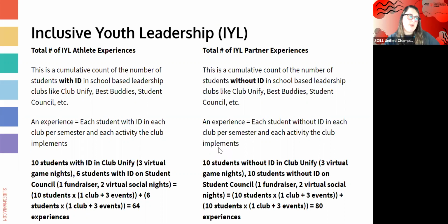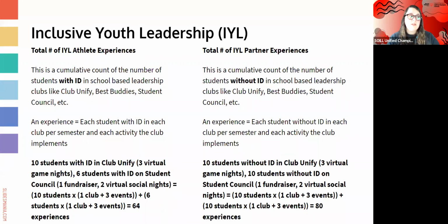So if we go to my example here, we've got 10 students with ID in Club Unify, and they host 3 virtual game nights in addition to their club meetings. And then we have 6 students with ID on Student Council, and Student Council this semester has been killing it. And they host 1 fundraiser and 2 virtual social nights in addition to their normal meetings. So that's 10 students times 4 because they're regular club attendance and 3 additional activities. And then 6 students times 4, regular club attendance, 3 additional activities. So that's a total of 64 experiences in your inclusive youth leadership within your school.